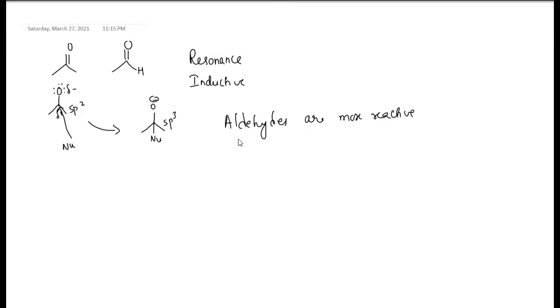The reason being, there are two reasons we can list here. One is the steric effect. A ketone has two alkyl groups, so they contribute to the steric hindrance in the transition state of the nucleophilic attack. On the other hand, aldehydes have only one alkyl group. Right here it is R, these are the alkyl groups. There is only one alkyl group, so there is less crowding and therefore they are more reactive.